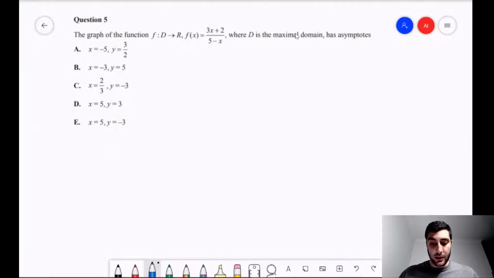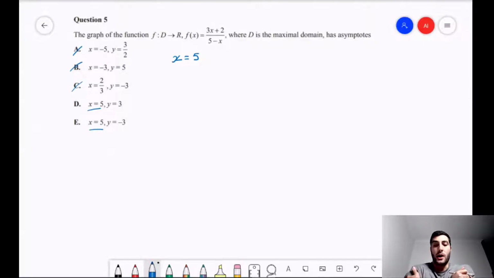Cool, so the difficulty with seeing the asymptotes when it's in this form, we can still see where the vertical asymptote is. We know if x was equal to 5, then we'd have 0 in the denominator. So therefore, that's obviously not possible. So that tells us straight away that the vertical asymptote is at x is equal to 5. So we can immediately rule out A, B, and C.